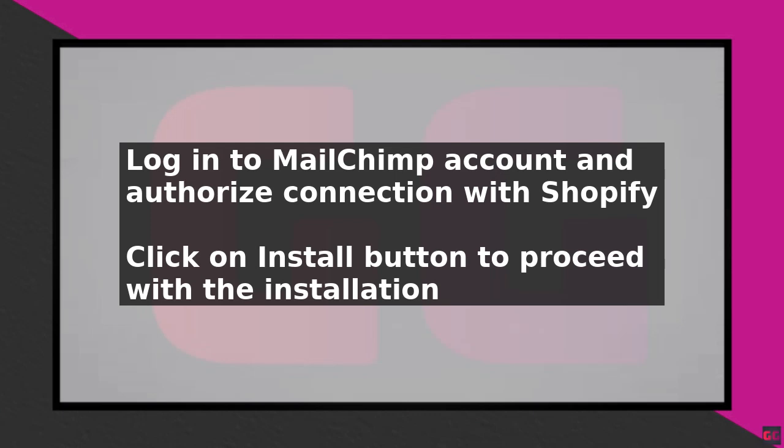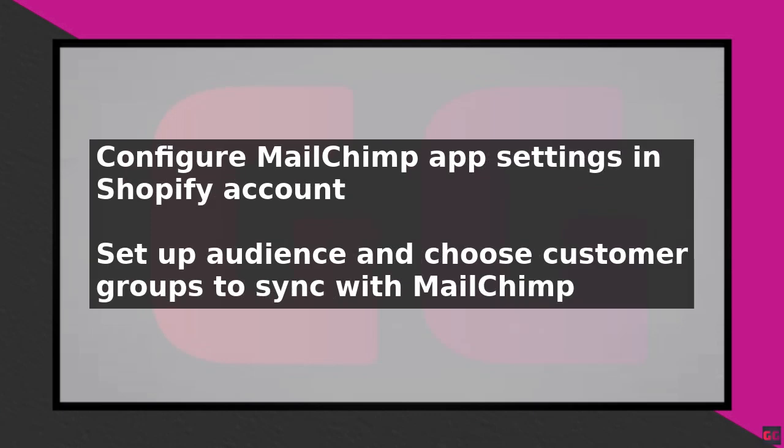After installing the app, you will be redirected back to your Shopify account where you will need to configure the settings. For the Mailchimp app, this includes setting up your audience and choosing which customer groups to sync with Mailchimp. You can also customize the email notification settings and choose which email templates to use.